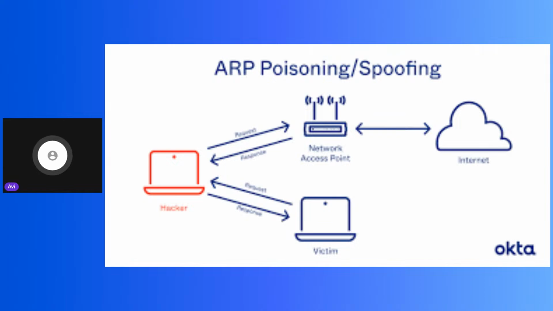Is it clear now? Sorry. Yeah, so that's what an ARP spoofing attack is. So let's start understanding Wireshark. Since we are going to be understanding Wireshark, let's start with ARP spoofing because we'll be able to see it then.